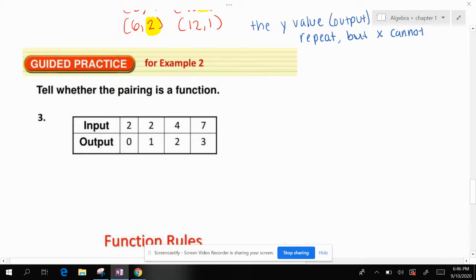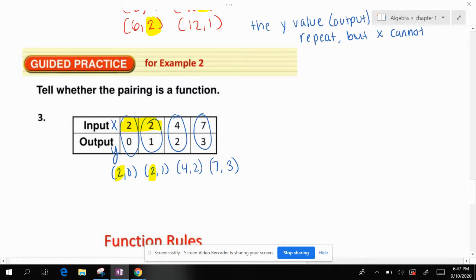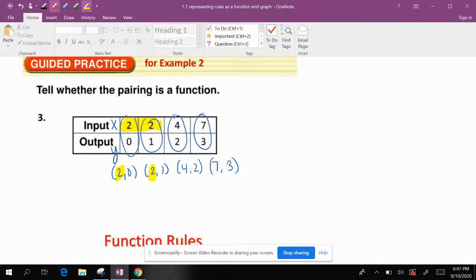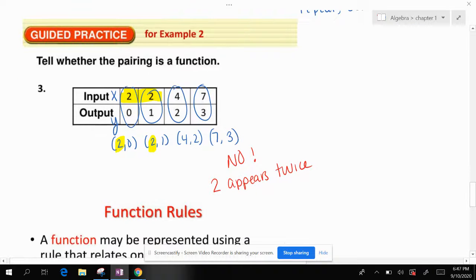All right, is this pairing a true function? Yes or no? Remember, inputs x, outputs y. If I wrote these sets as a point, this is 2, 0. This is 2, 1. This is 4, 2. 7, 3. I can see in my table and when I wrote out my points, 2 appears twice. The 2 is in the x spot, so no, this is not a function. 2 appears twice. Is that how you spell appears? Or is it one p? I don't know. Bad at spelling.